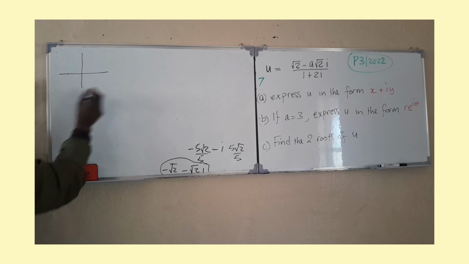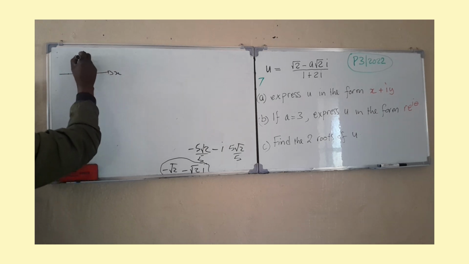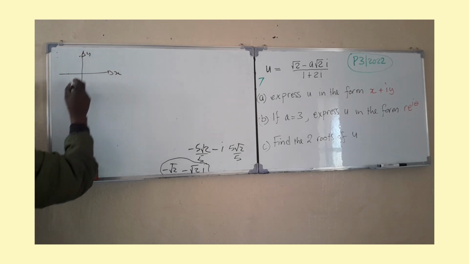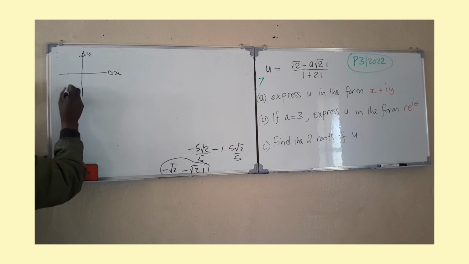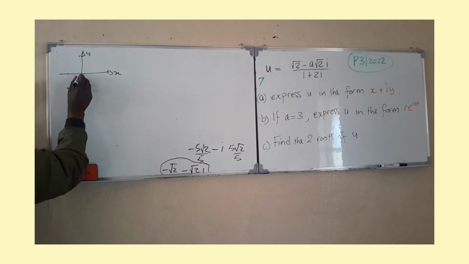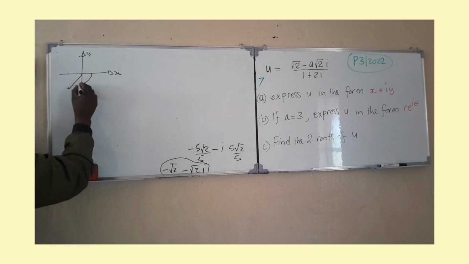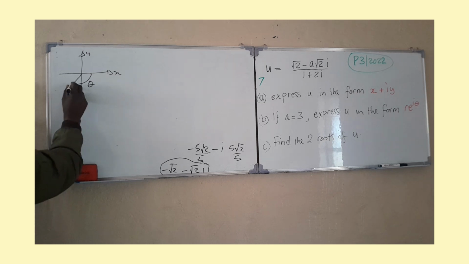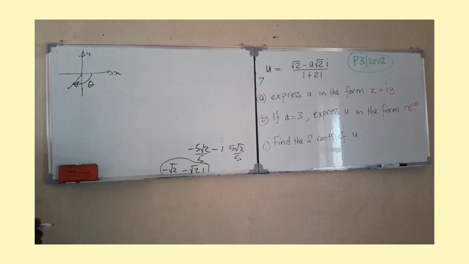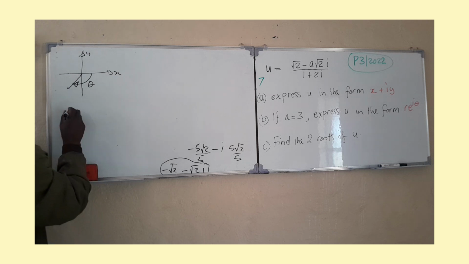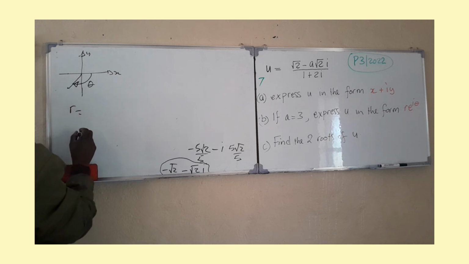So x is minus root of 2, which is perhaps, let's say it's somewhere there. And our y is also minus root of 2. So perhaps, let's say it's minus there. So our complex number is in the third quadrant. Which means our theta, which is the argument, is there. It is minus something.